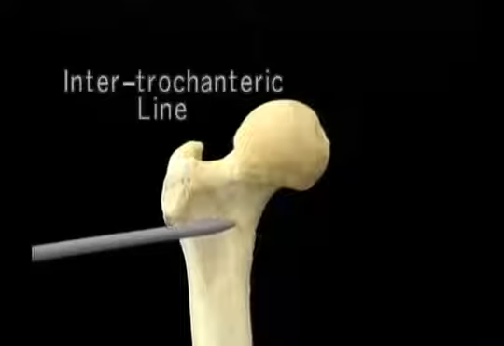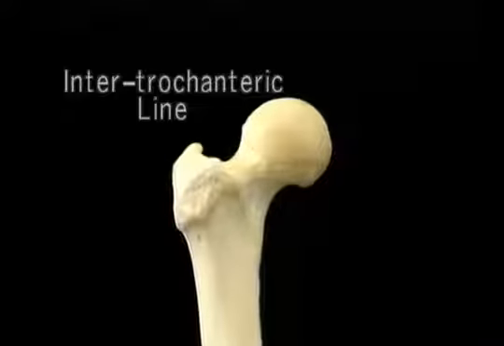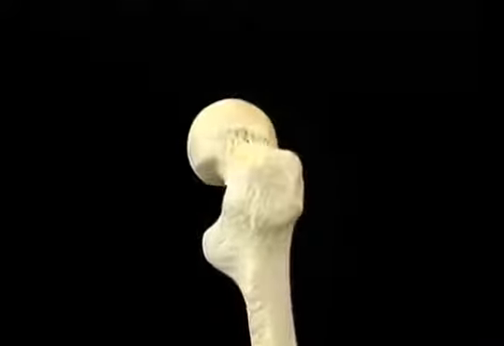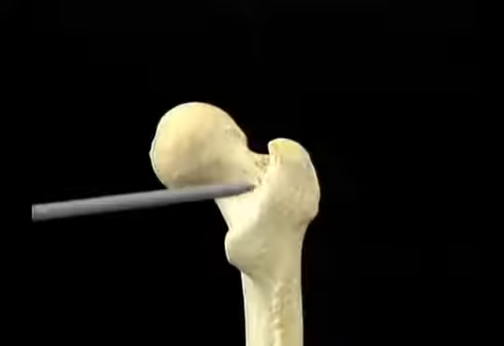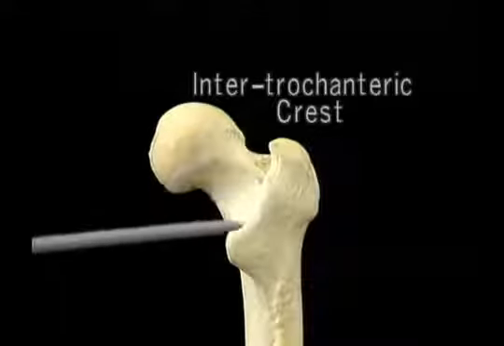This line, the intertrochanteric line, marks the insertion of a major ligament of the hip joint, which we'll see in a minute. On the back of the femur, this prominent ridge, the intertrochanteric crest, runs from the greater to the lesser trochanter.